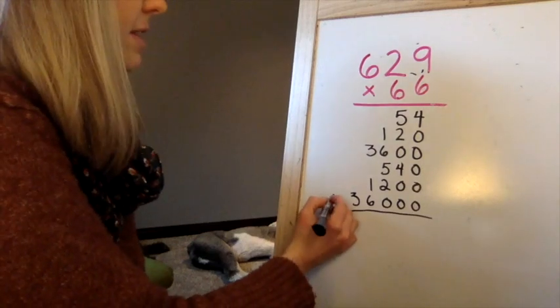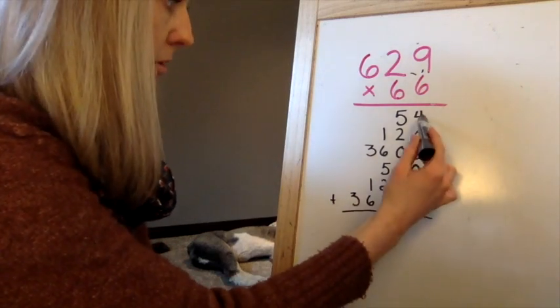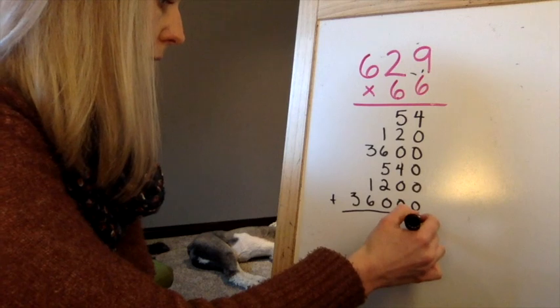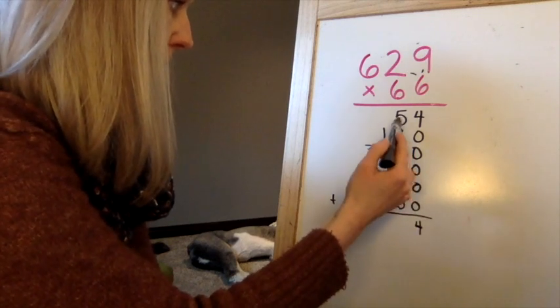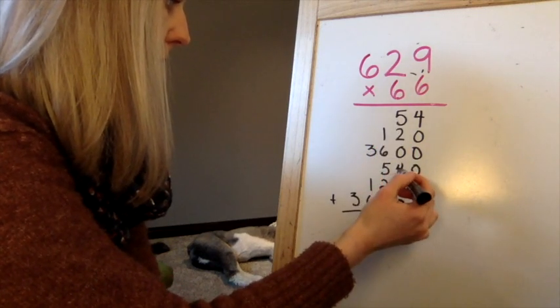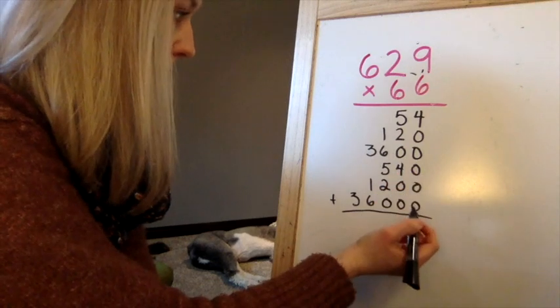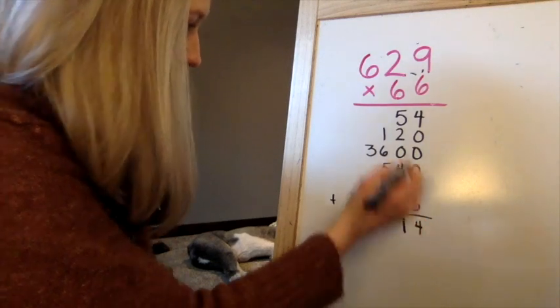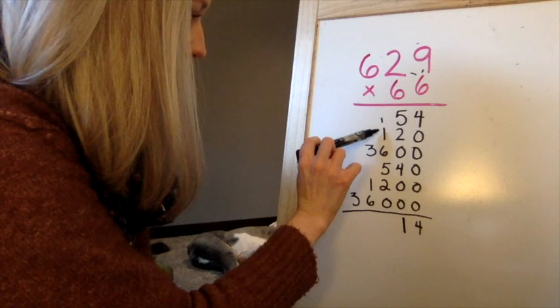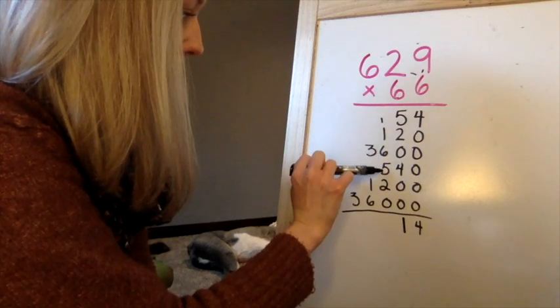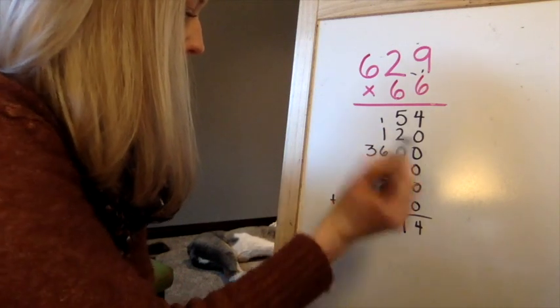Okay, now I'm going to add this all up because I used the partial product strategy. I have 4 ones. I have 5, 6, 7, 8, 9, 10, 11. Then I have 1, 2, 8, 9, 10, 15.